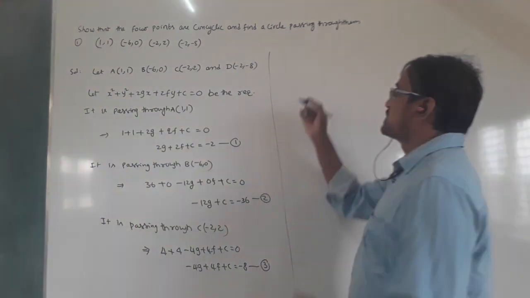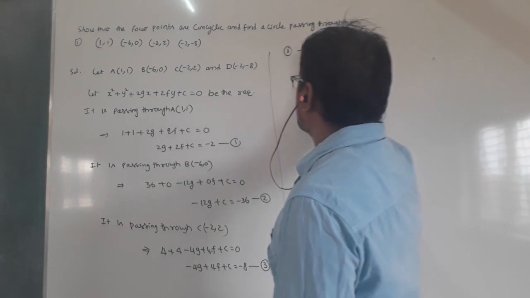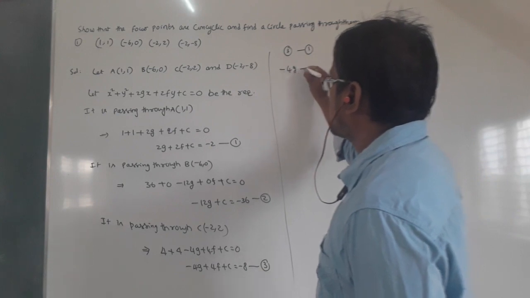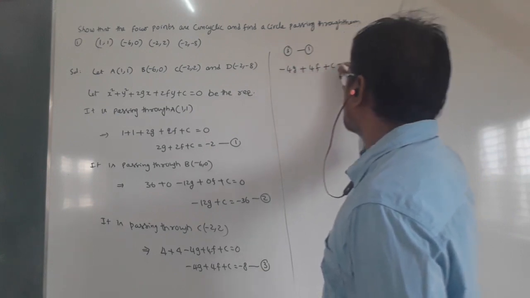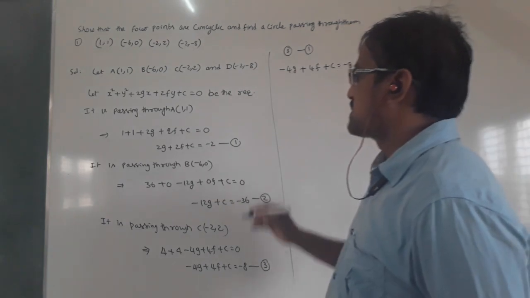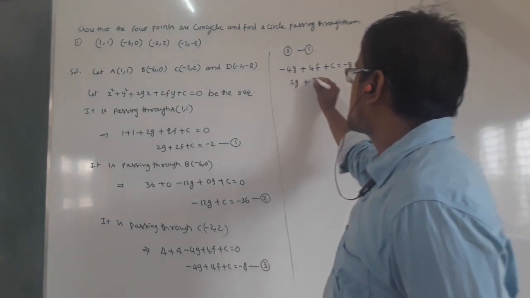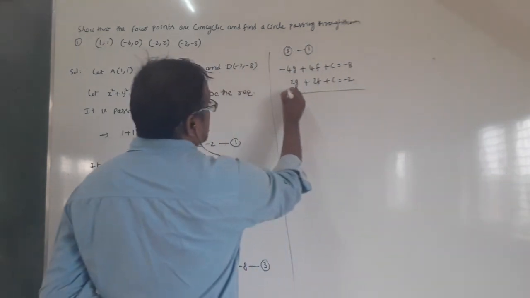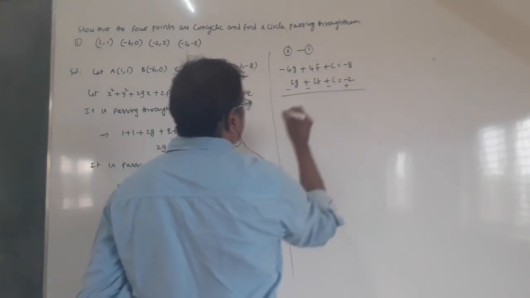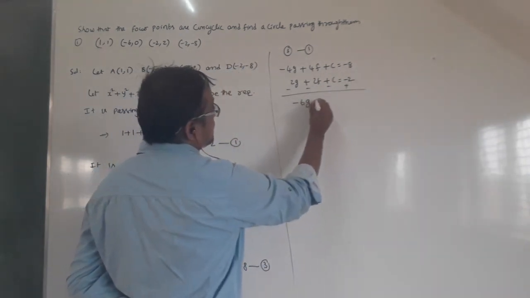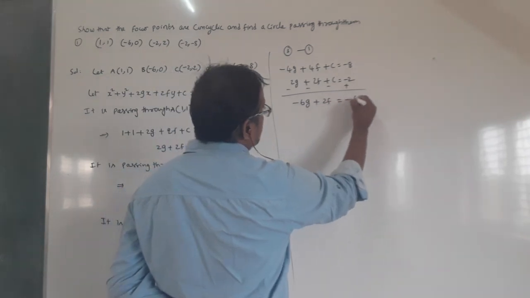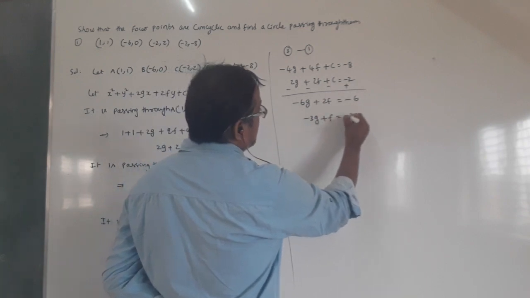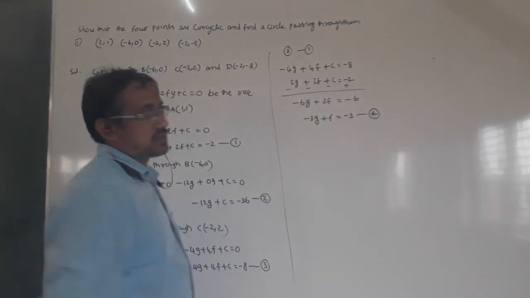Let us solve them. So first consider equation 3 minus equation 1. Equation 3 is minus 4g plus 4f plus c is equal to minus 8. What is equation 1? 2g plus 2f plus c is equal to minus 2. Now you get minus, minus, and it will be plus. So minus 6g plus 2f is equal to minus 6. So minus 3g plus f is equal to minus 3. Let it be equation 4.